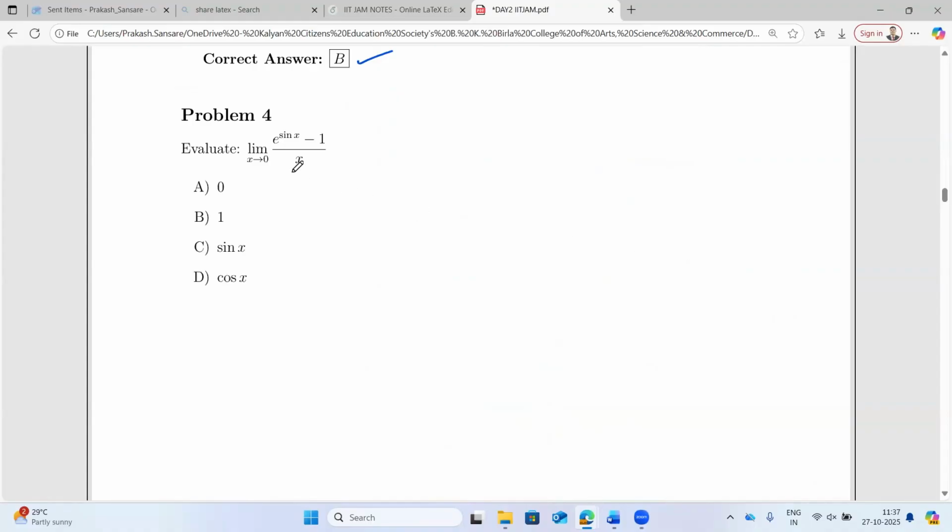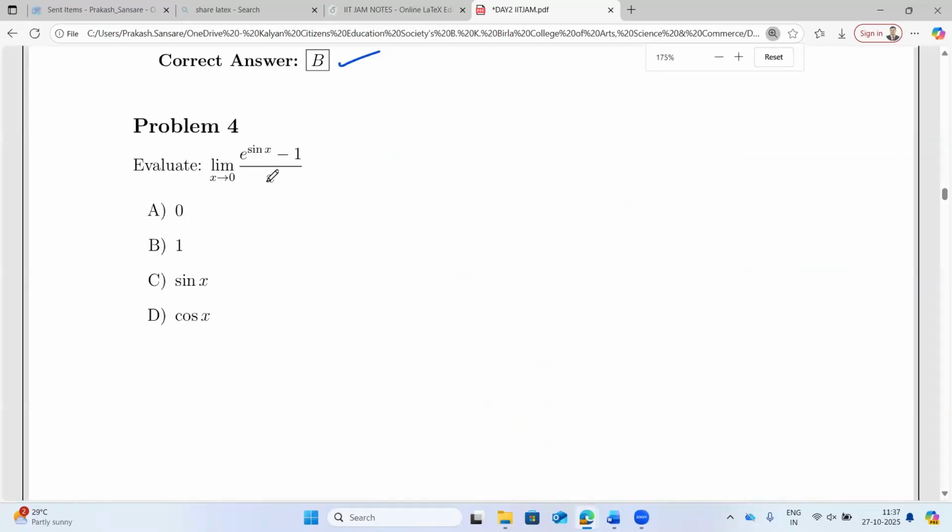Evaluate the limit as x goes to 0 of (e^(sin x) minus 1) upon x. And here are the 4 options. Sir, B option is correct. Okay. Can you justify? Sir, expand. Sorry, sir, actually I think it is e raised to the power x, so I guess it is B. But it is sin x, so it may be different. Okay.